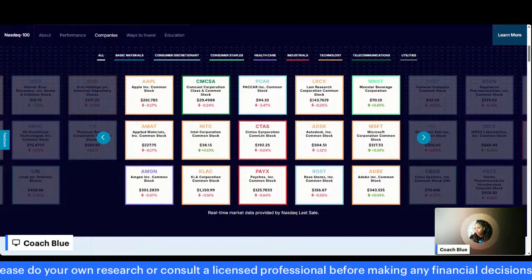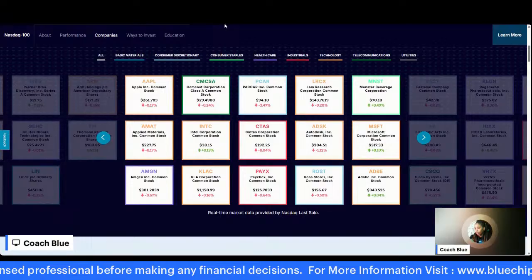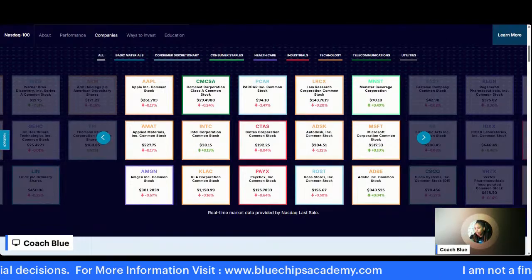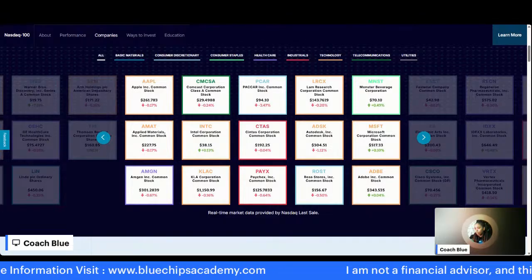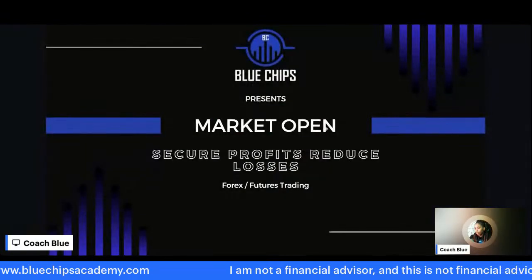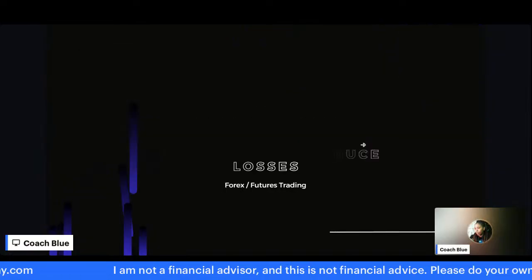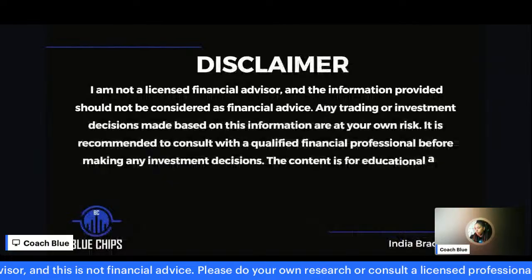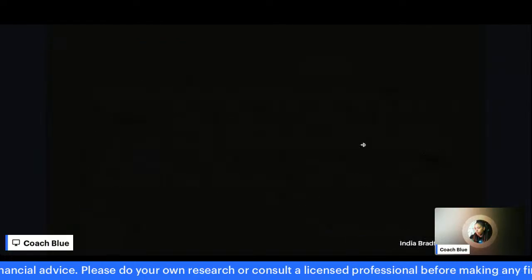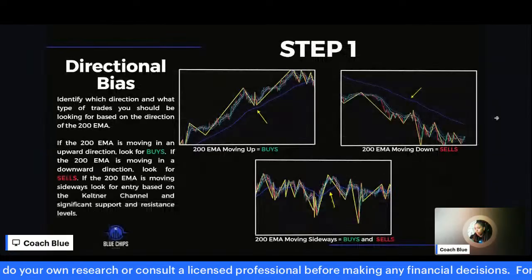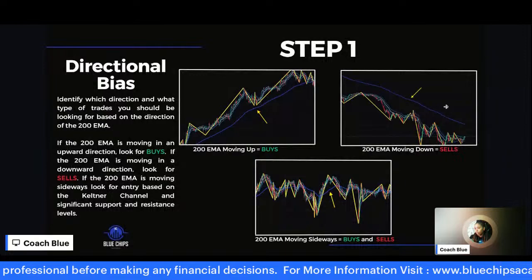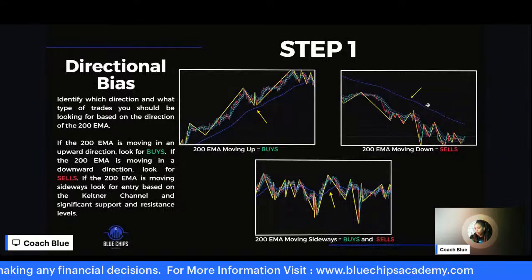Okay, now how do we actually trade NASDAQ? We have a concept that is pretty solid and reliable when it comes to NASDAQ. You just have to be patient and wait for certain setups. With our market open, we always want to secure our profits and reduce our risk. The way we do that is by following step one: identify direction and what type of entry you're looking for based on the direction of the 200 EMA.